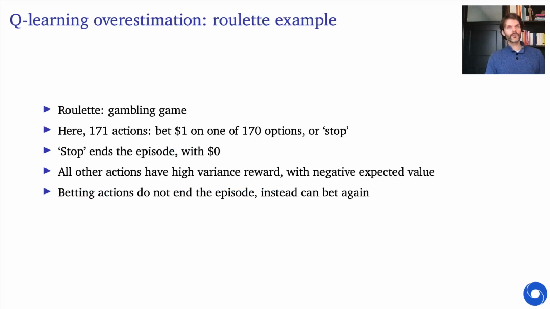So let's illustrate this with an example. So consider the game of roulette. This is a gambling game played in casinos, and I'll briefly explain the game. Details are not too important, but we're going to formalize the game as follows, where we have one state, which is that we're at the table and we're playing. And in this state, we're going to consider 171 different actions. This is because there's actually 170 different options of plays you can do on the roulette table.